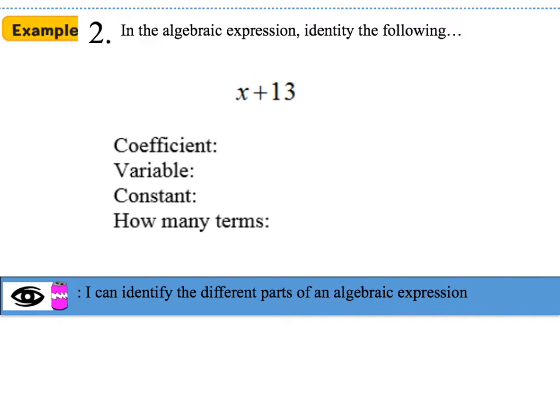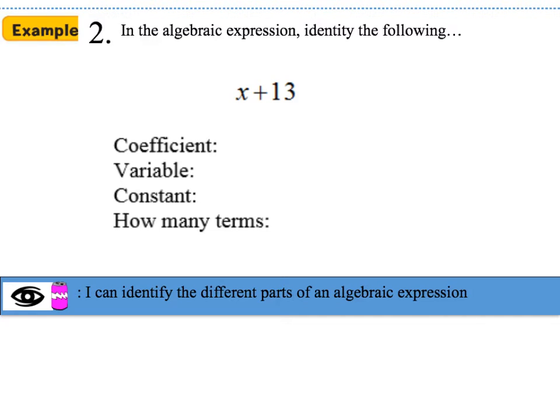Example 2 says, in the algebraic expression, identify the following. So they're giving us the algebraic expression that says x plus 13. We know this is an algebraic expression because it has a variable, it has an operation sign, which is the plus sign, and it has the number 13. So the first thing we need to identify is, what's the coefficient? And if you remember back to the vocabulary slide, a coefficient is the number in front of the variable, or the number being multiplied by the variable.